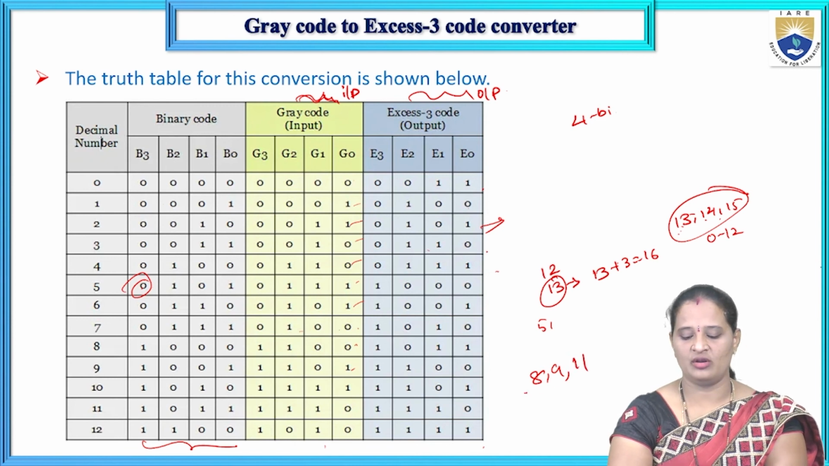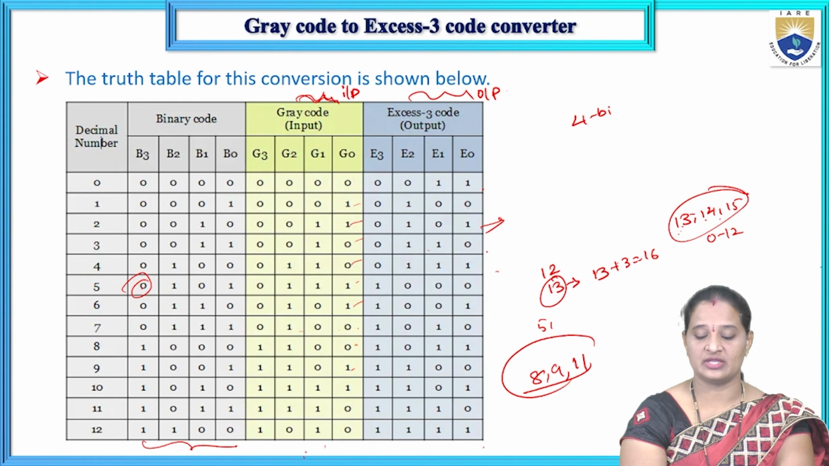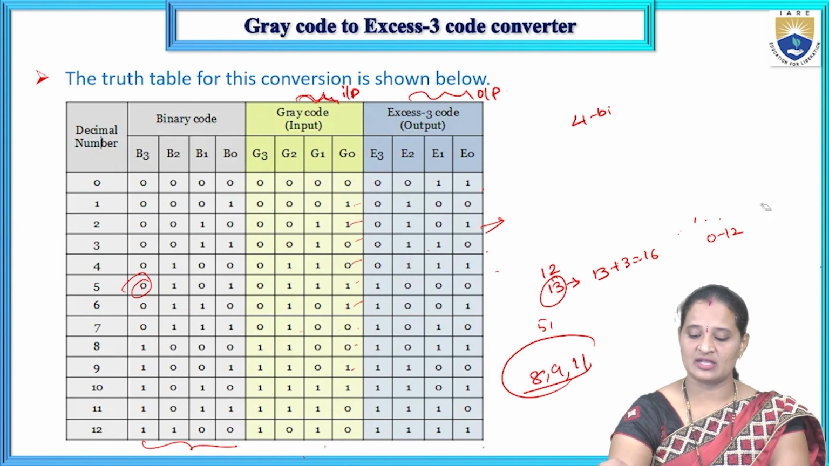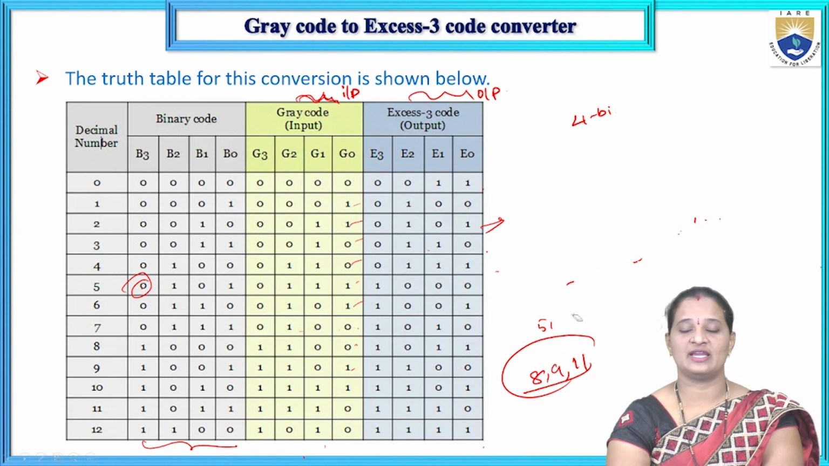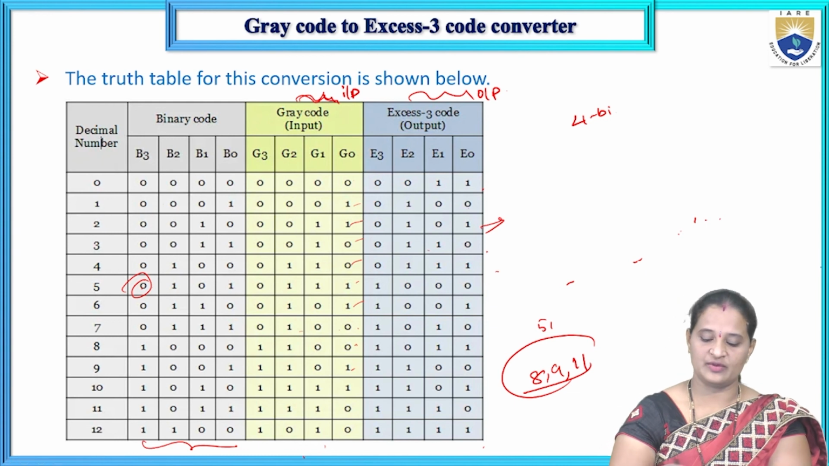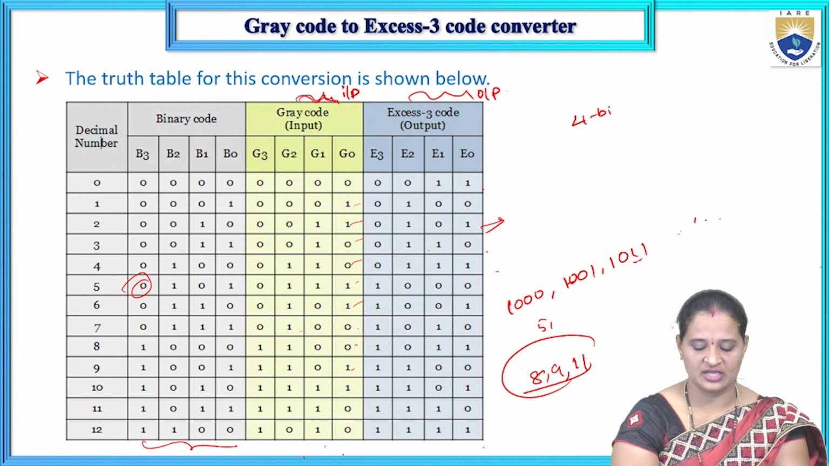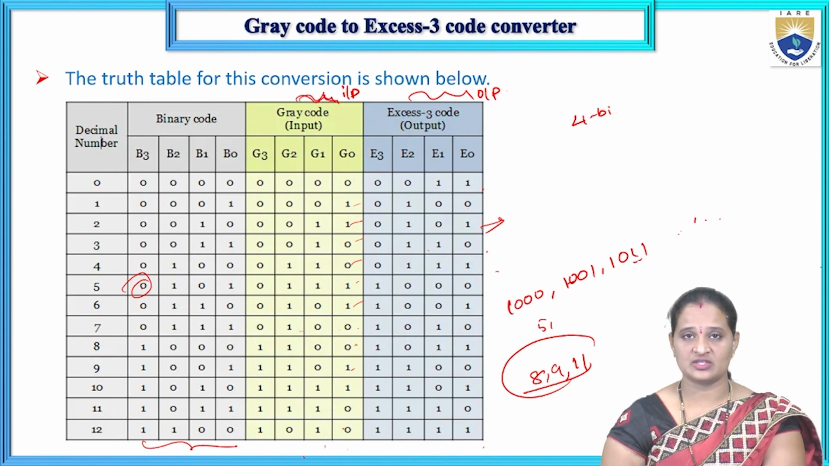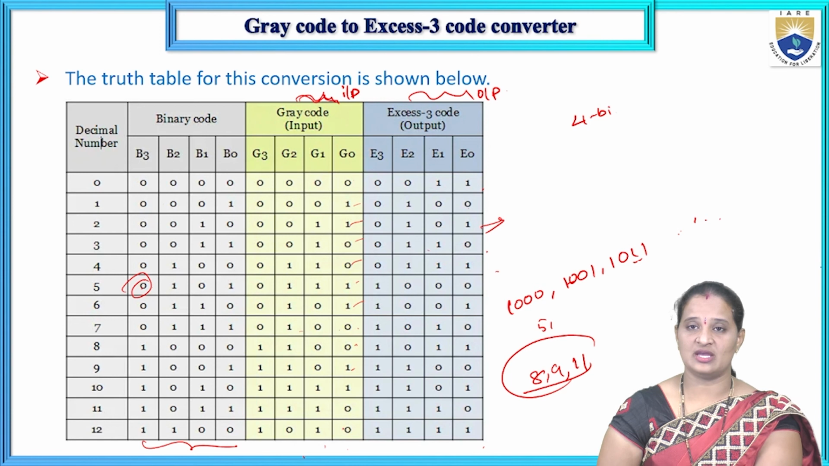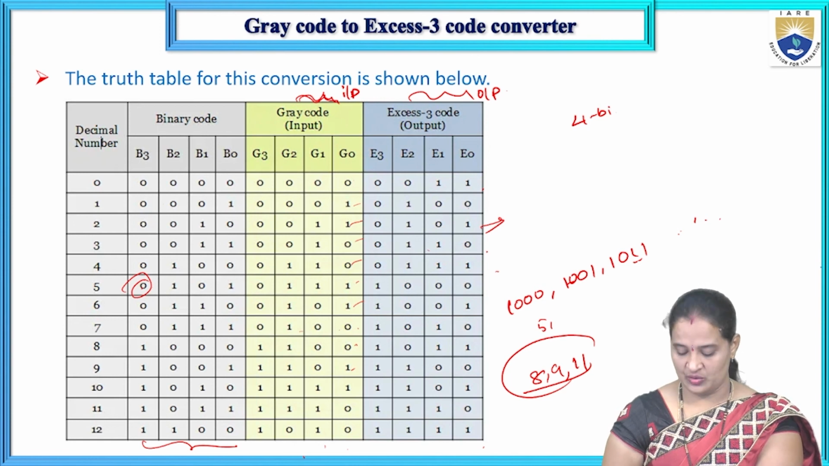8, 9, 11 are not present in the input code. So that is why 8, 9, 11 are considered to be don't cares. We could not find 1000 in the gray code and 1001 in the gray code also. And also 1011 is not seen in this gray code. So that is why I am not considering these. I am considering these as don't care conditions.